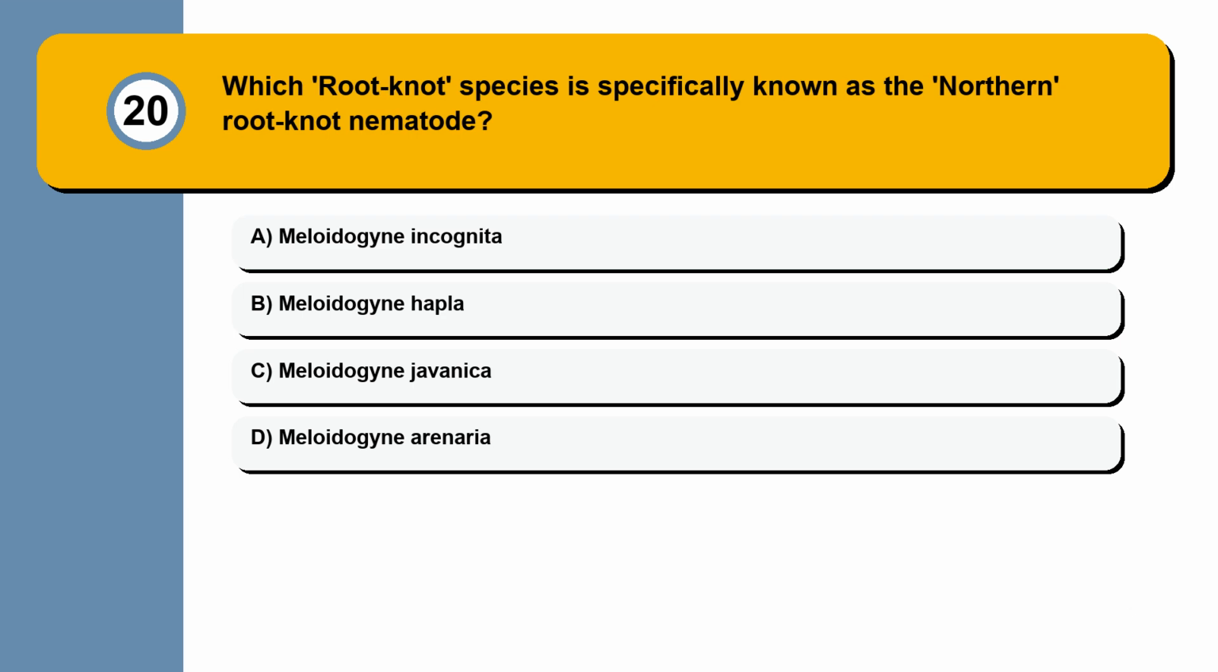Question 20. Which root knot species is specifically known as the northern root knot nematode? Meloidogyne incognita, Meloidogyne hapla, Meloidogyne javanica, Meloidogyne arenaria.